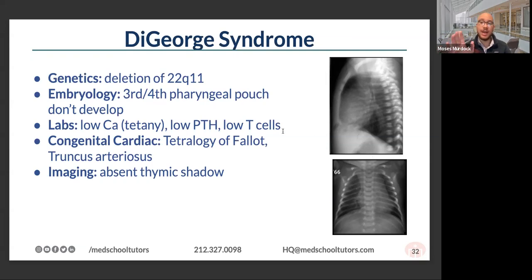Note that an absence of a thymic shadow is not absolutely unique to DiGeorge's, because there are other diseases, other immunodeficiencies even, that can present with an absent thymic shadow. But if you also see the hypocalcemia and you see 22q11, or you see cardiac abnormalities like those listed on the slide, then you should really be thinking about DiGeorge syndrome.